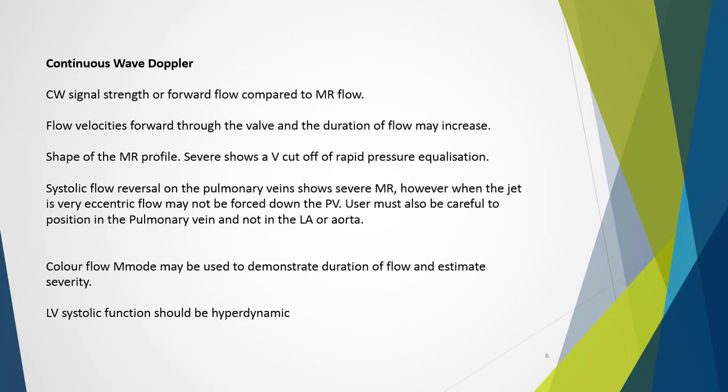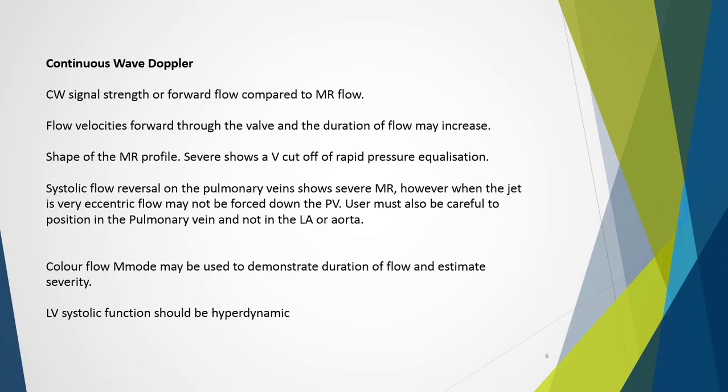In the application of continuous wave Doppler, the user compares signal strength of forward flow compared to the regurgitant flow. A high density signal comparable to the forward flow indicates severe MR. We can look at the maximum flow velocities forward through the valve, and the duration of flow may be increased when MR is significant, as normal stroke volume with the additional regurgitant volume must move through the valve. These will be influenced, however, if there is coexisting significant aortic regurgitation.